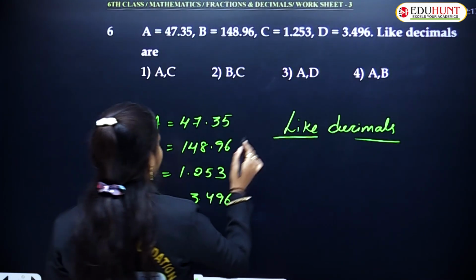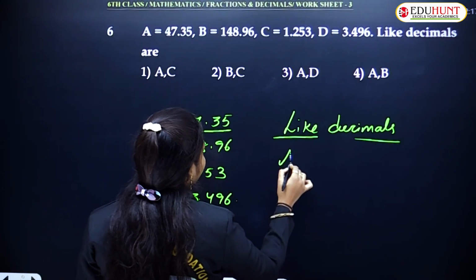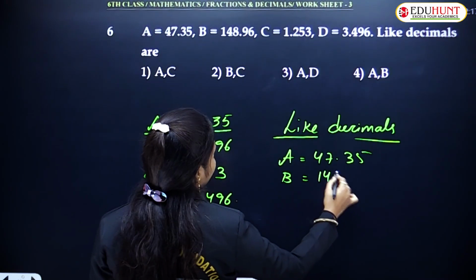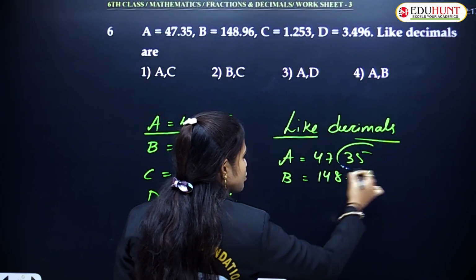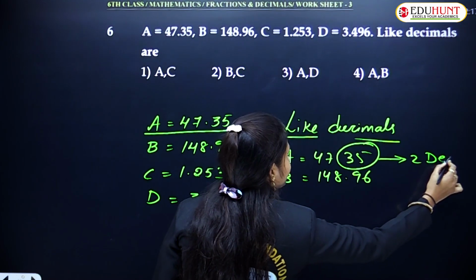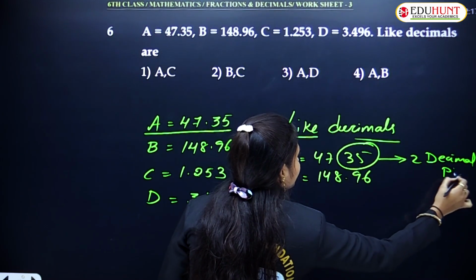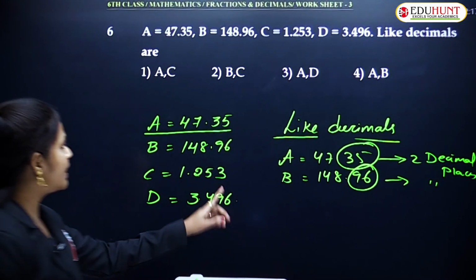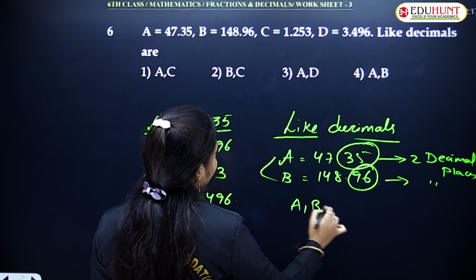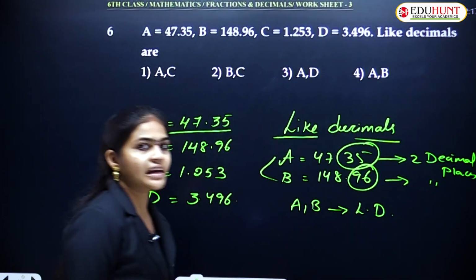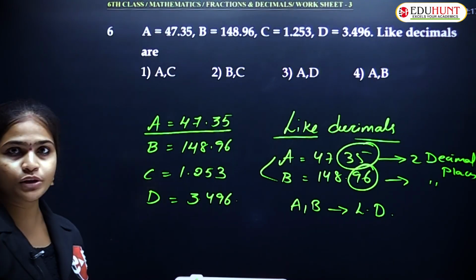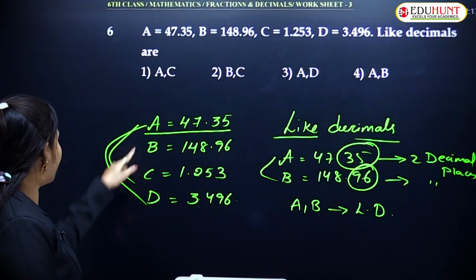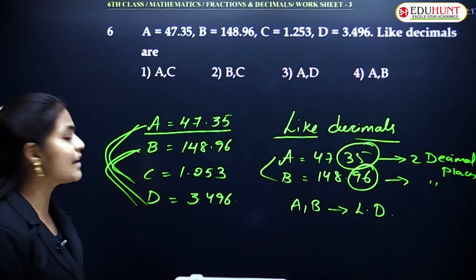So as per this one here, the like decimals are A is equal to 47.35 and B is equal to 148.96. Why? Because here two decimal places, and here also we are having two decimal places, 9 and 6. That's why here A comma B are like decimals. What about the leftover two here? A and C are unlike decimals and A and D are unlike decimals. Next B and C are unlike decimals, B and D are unlike decimals.